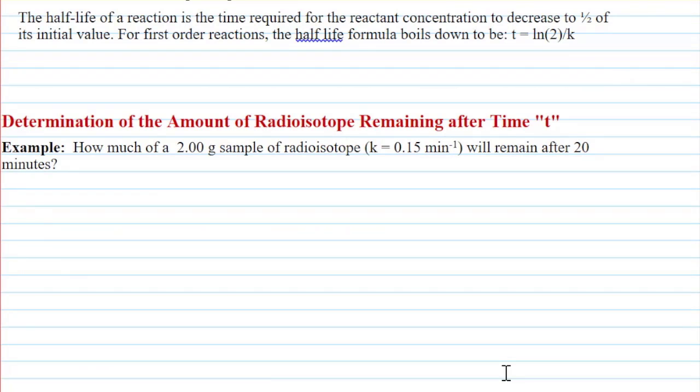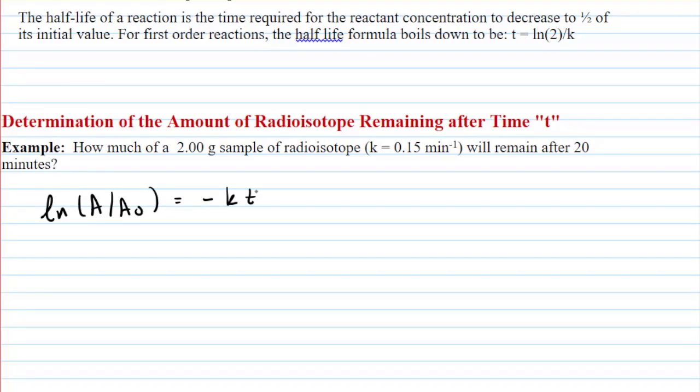Looking at this one, we're looking at how much of a 2-gram sample of radioisotope, where k is equal to 0.15 per minute, will be left after about 20 minutes. All right, so let's go ahead and solve that. Let's use that first-order kinetic equation we have: ln of A divided by A naught is equal to negative kt.